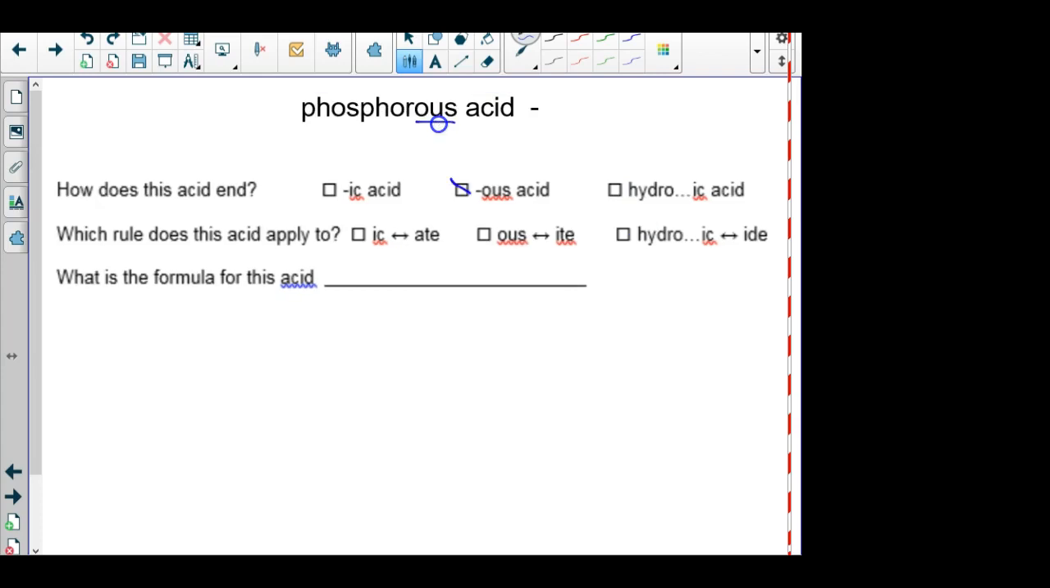This is an ous, so that must mean it comes from phosphite. Phosphite is PO3 3-. Apologize, PO3 3-. I was rushing there. PO3 3-. So how many H's go in front? You should be saying to yourself 3, because it has a 3- charge.